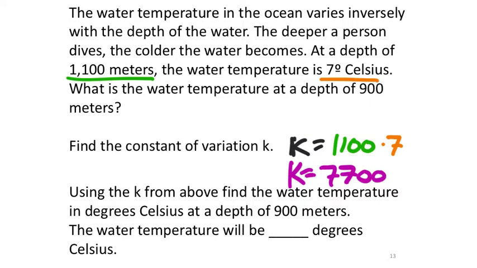But now that I have that constant of inverse variation, what is the water temperature at a depth of 900 meters? Okay. So the depth, I have the depth here in green, so I'm just going to keep it there. Let me think how that would work. So, yeah, remember y equals k over x, like this, okay? So we now know the k value is 7,700.